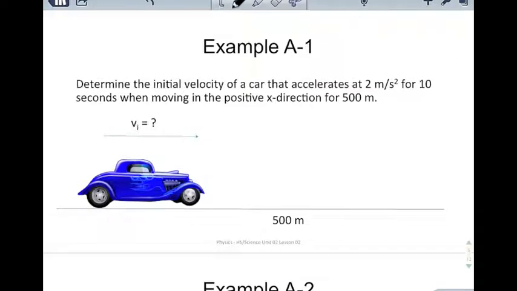So in this example, it says determine the initial velocity of a car that accelerates at 2 meters per second squared for 10 seconds when moving in the positive x direction for 500 meters.